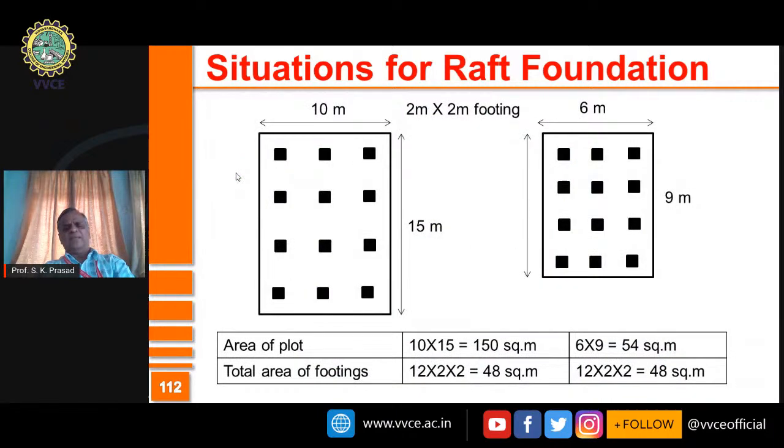So to explain this, I have just taken a simple case study. Case one, you have a ground which is 10 meter by 15 meter. In this, you need to provide these 12 columns. Let us say each column, if you want to put isolated footing, the size of the isolated footing on each column is 2 meter by 2 meter.